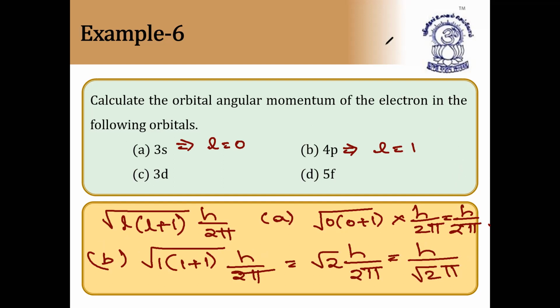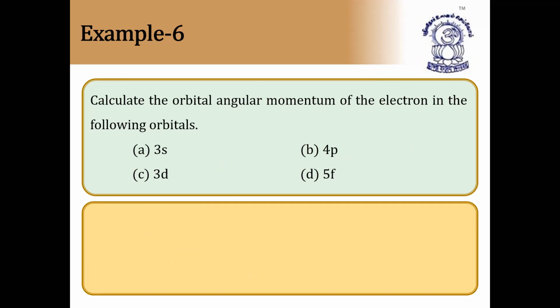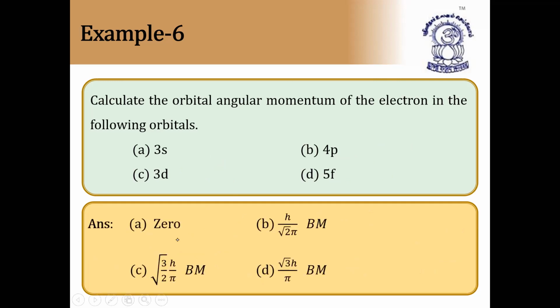Third one also you can do. Fourth one, 3d: L is equal to how much for 3d? L is equal to 2, and for the f orbital L is equal to 3. The principal quantum number is not required, so you can use these formulas. The answers are given here: A is 0, B is h by root 2 pi, C is root 3 by 2 h by pi, and D is root 3 h by pi. A is 0 because root of 0 into 0 plus 1, 0 into 1 is 0. So in total it is 0. I hope it is clear. Yes. Next question.